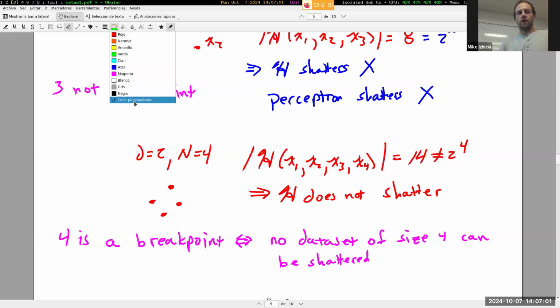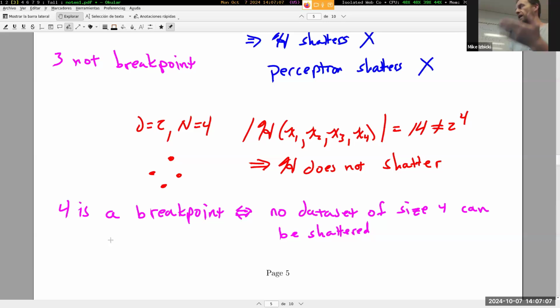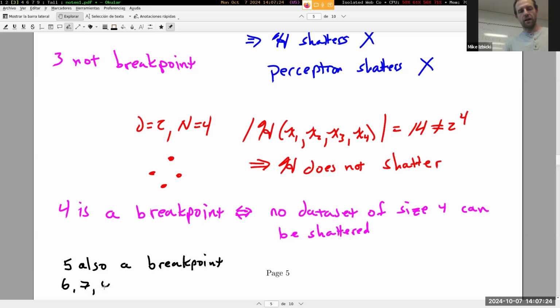And one simple property of breakpoints is that if data sets of size 4 cannot be shattered, then 5, 6, 7 also cannot be shattered. So 5 is also a breakpoint, and 6, 7, 8, and so on, are also breakpoints. If k is a breakpoint, any number greater than k is also a breakpoint.